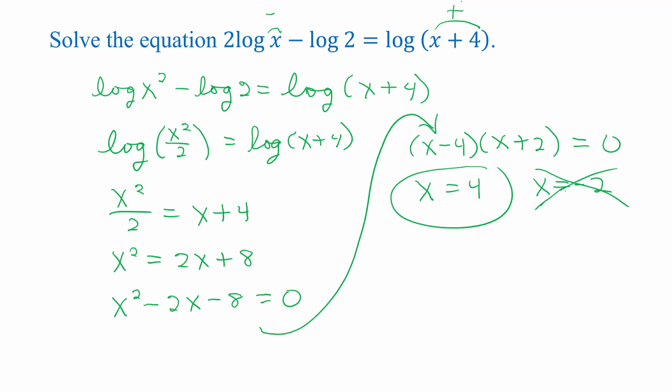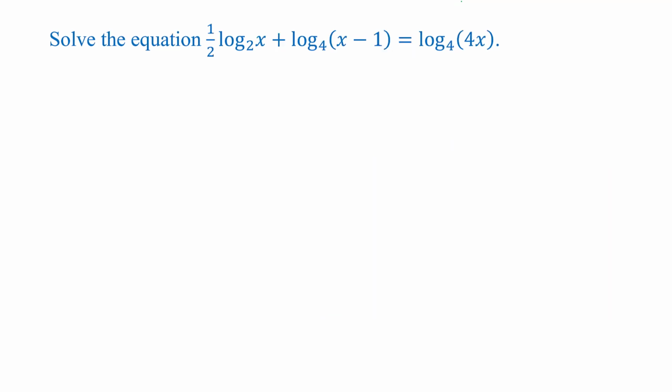Okay, let's go on then to, after determining for this problem, x equals 4 is the single solution, let's try solving the equation: 1/2 log to the base 2 of x plus log to the base 4 of x minus 1 equals log to the base 4 of 4x. The problem I see right off here is we have log to the base 2 in one of our logs, and the other two logs have log to the base 4.